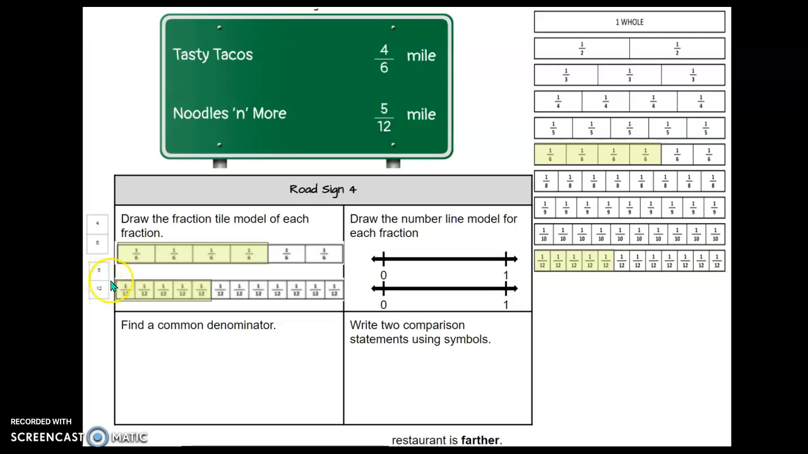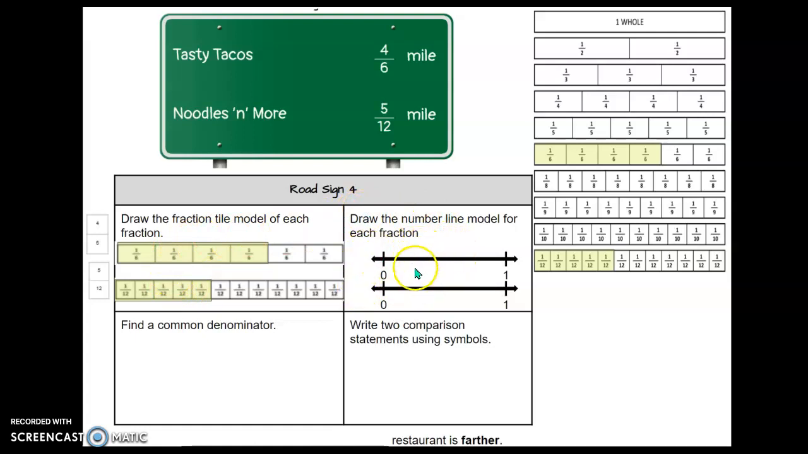Now with this model, I'm able to see that 4/6 is greater than 5/12 because it takes up more space. Or I could also say that 5/12 is less than 4/6 because it takes up less space. But I'm going to prove it another way with my number line.